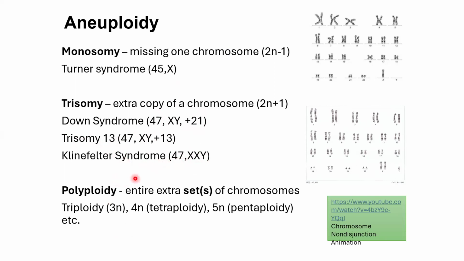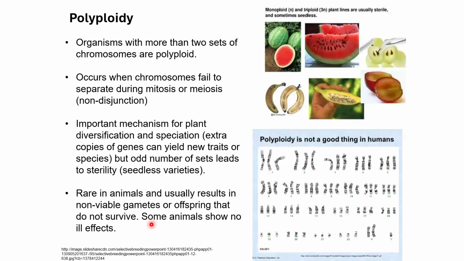And then there's a whole other set of chromosomal abnormalities where an entire set is added, referred to as polyploidy. So that's basically an entire set of chromosomes getting added on. Like if you have 3 times the number of chromosomes or 4 times the number of chromosomes. So like 3N, 4N, 5N, which is triploidy, tetraploidy, and pentaploidy, and so on.